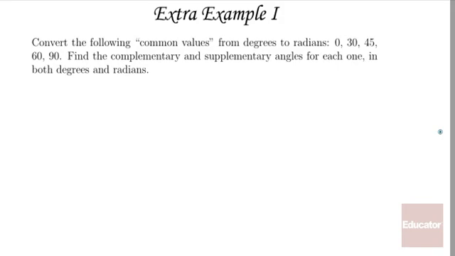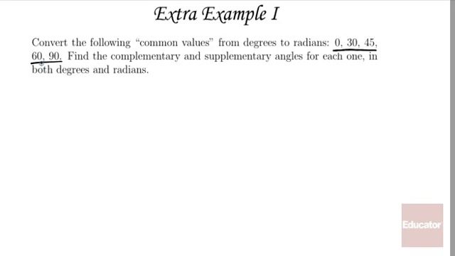Hi, we're here to do some extra examples on measuring angles and converting back and forth between degrees and radians. So I hope you've had a chance to try these out on your own a little bit. There are some very common values that you use a lot in all kinds of trigonometric functions and situations. So it's worth at least working them out once on your own and then memorizing them after that. So the common values are 0 degrees, 30 degrees, 45 degrees, 60 degrees, and 90 degrees.